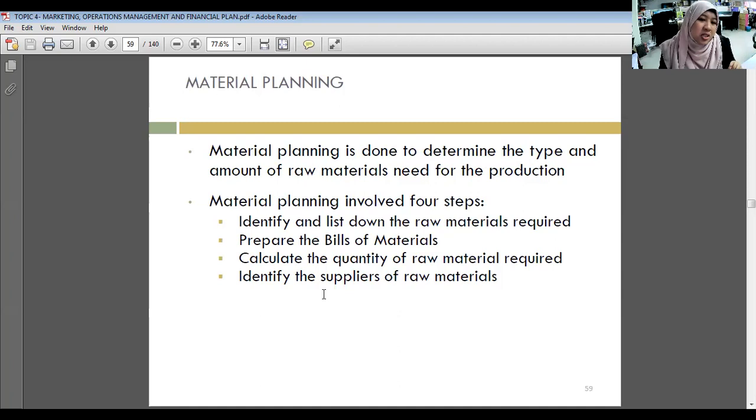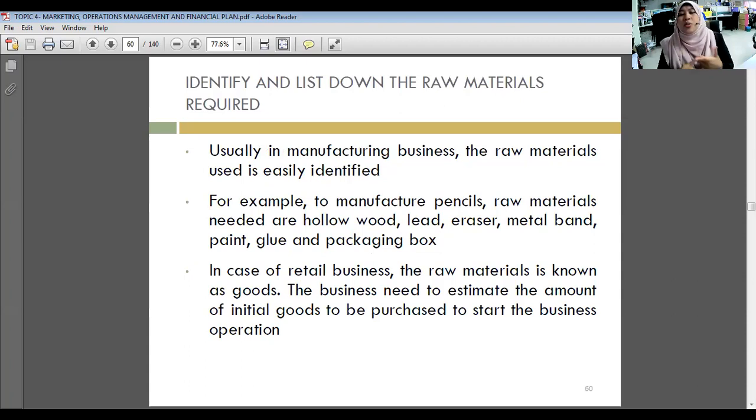If, let's say, a question comes up, maybe this will come up as an MCQ question, okay? They will ask you what is the first step, second step, third step and fourth step, and what is the definition of material planning. Alright, so the first step: identify and list down the raw materials required. Usually in a manufacturing business, the raw materials used are easy to identify. Mostly, in the process of production, of course you want to make sure that the raw material is easily accessed.